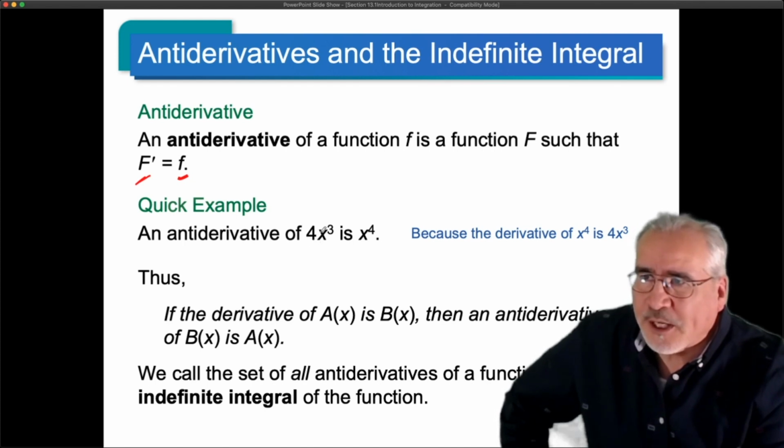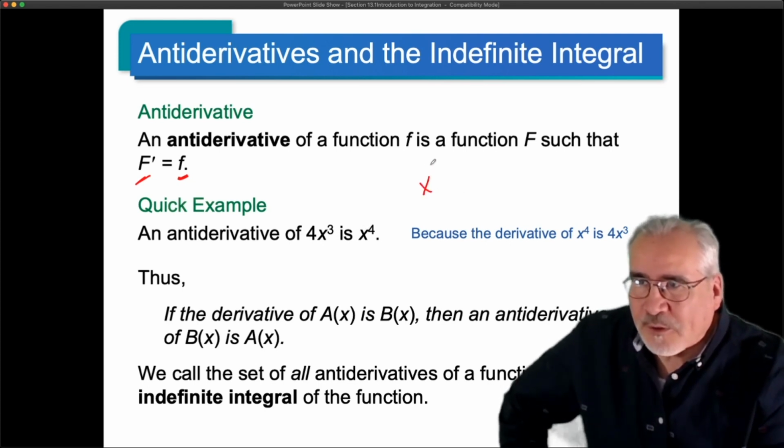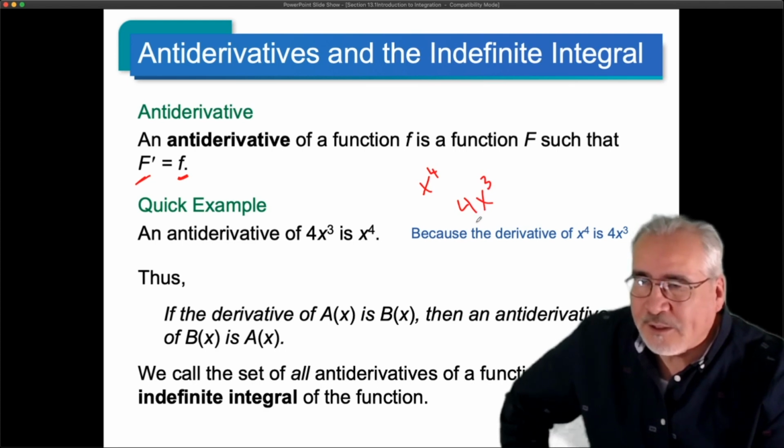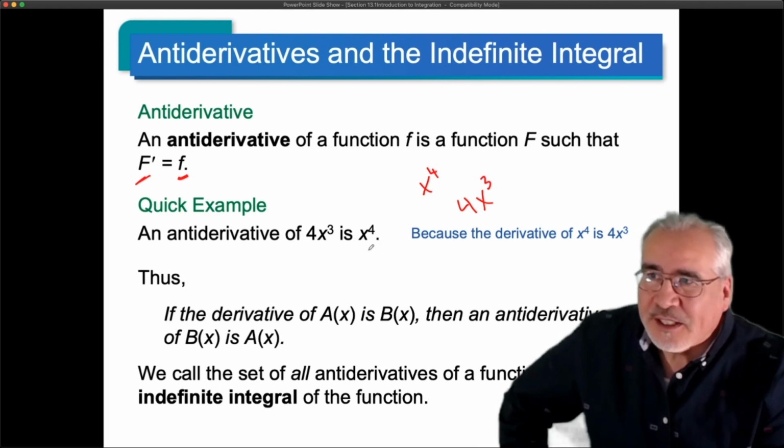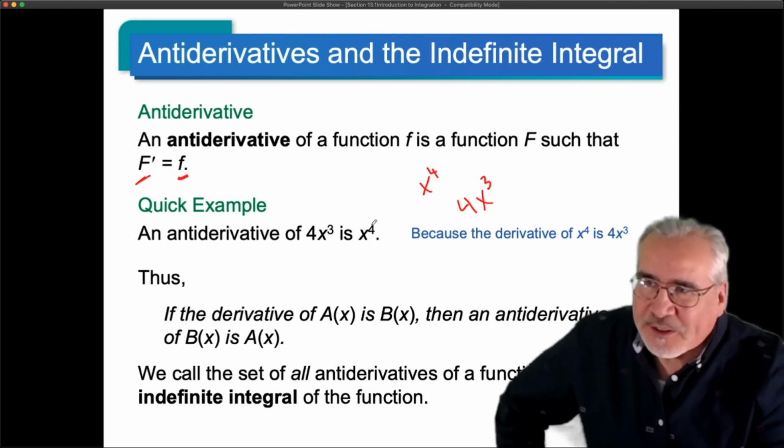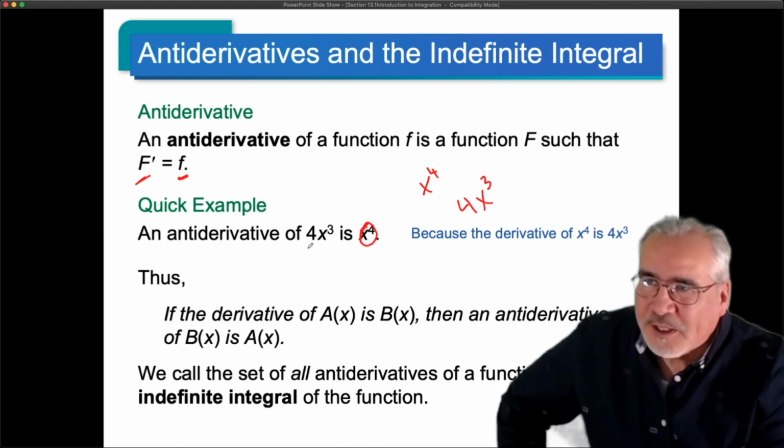So an example, 4x to the third, is the antiderivative of x to the fourth. And why is that? Well, if you take x to the fourth and you take its derivative, the 4 comes down, you subtract 1 from the exponent, and that's what you get. Oh, sorry, I read it backwards. 4x to the third is, the antiderivative is x to the fourth. Okay, so x to the fourth is what we start with. The derivative is 4x to the third.